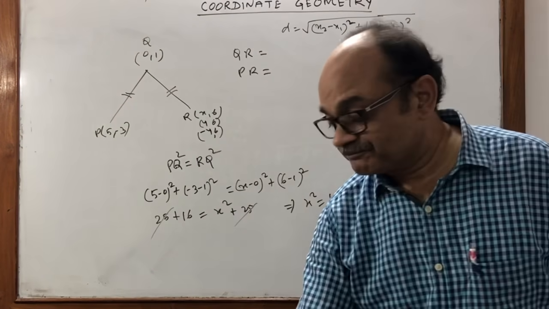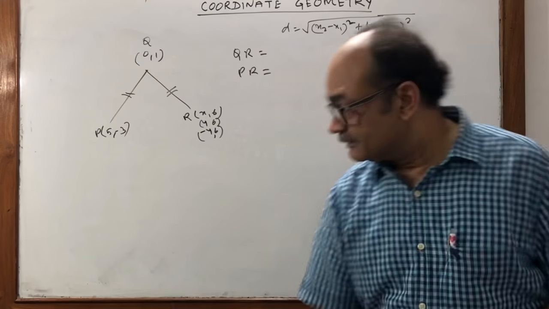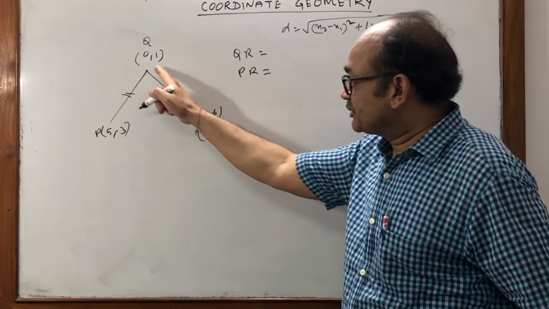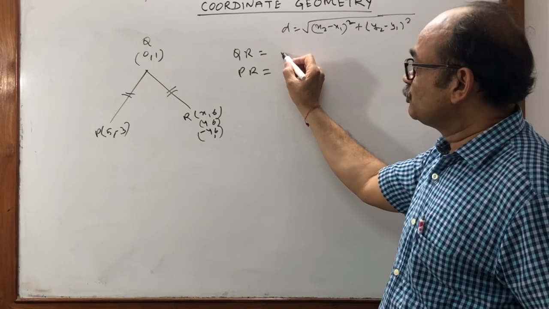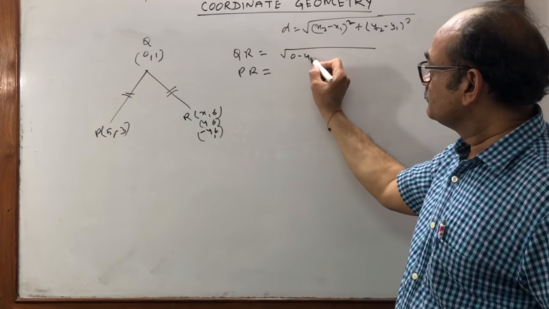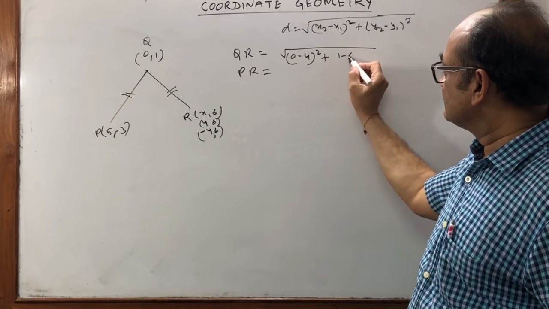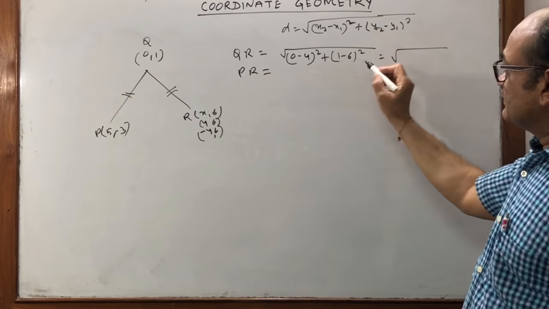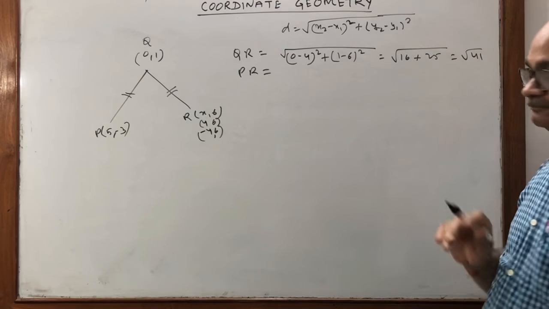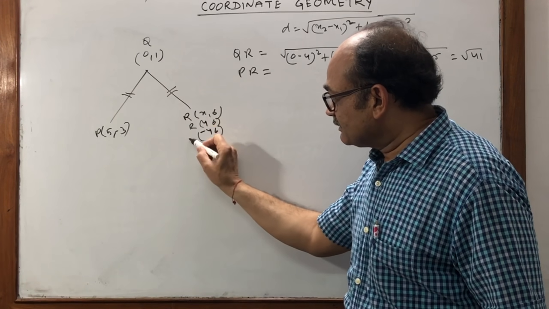Now the second part of the question: find the distance QR and PR. First we start with QR. QR means we have two distances. First with (0, 4): 0 minus 4 squared plus 1 minus 6 squared, that is 16 plus 25, root 41. One more point for R: if this one is R, this one is R dash.